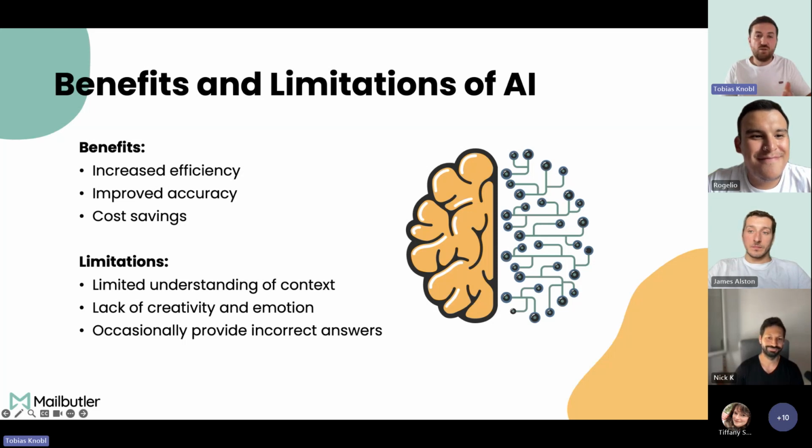So when you're in a conversation with someone and you're using AI to generate text, please keep that in mind. Another limitation of AI is that AI is not capable of using creativity and emotions in decision making. So this means AI technologies can't come up with an original solution to a problem.